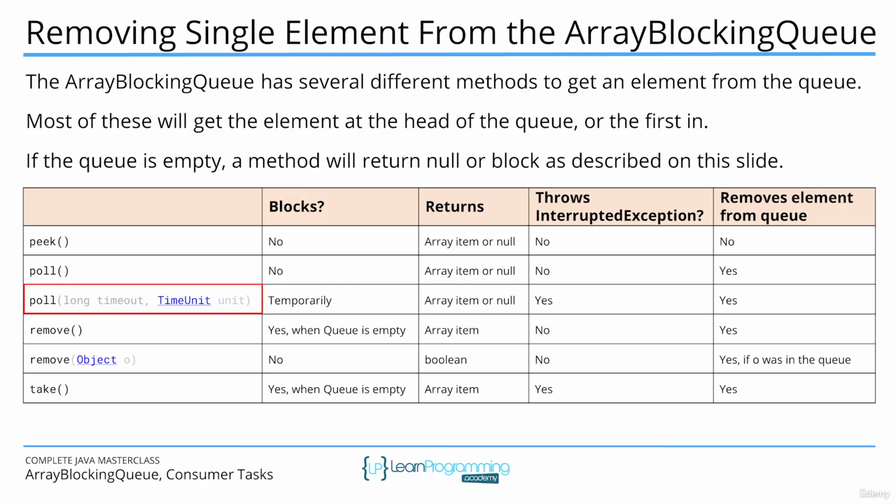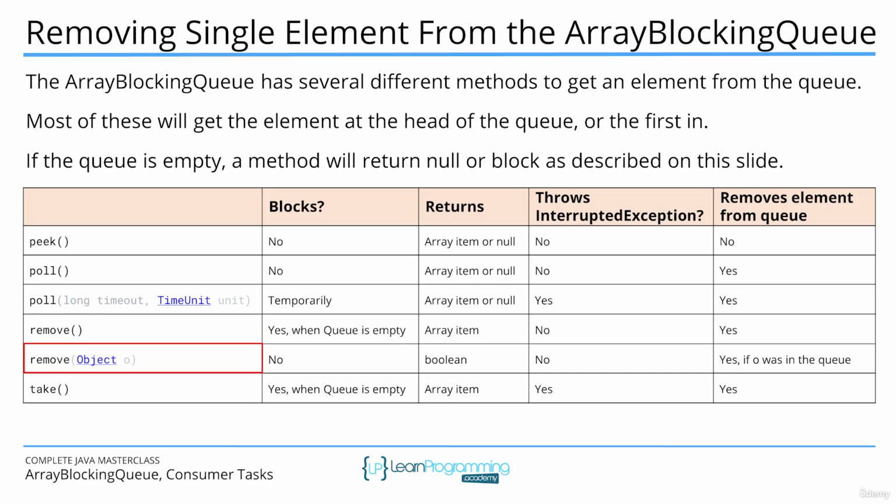The overloaded version of this method takes timeout information and will block for that duration. In addition to the poll method, there's also the remove method. Calling this method with no arguments will return an element if there's one on the queue, or it will block indefinitely until an element is added to the queue. This method doesn't throw an interrupted exception, so you can call it without a try-catch block.